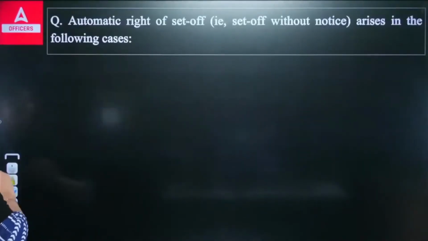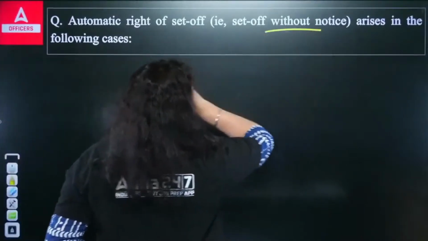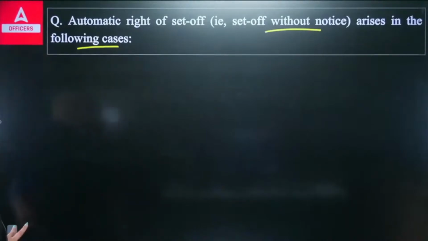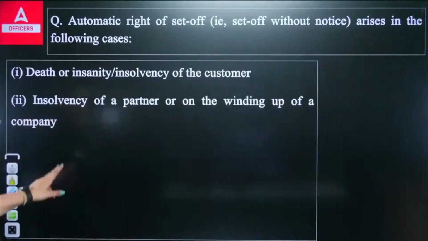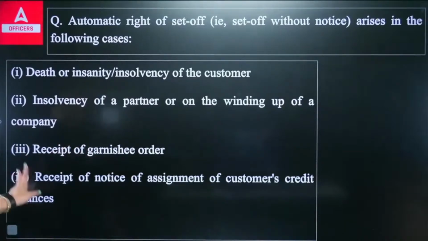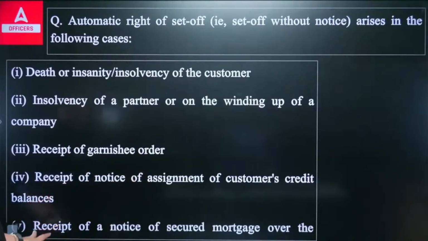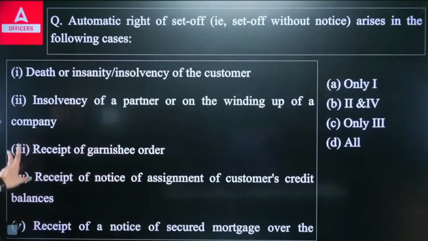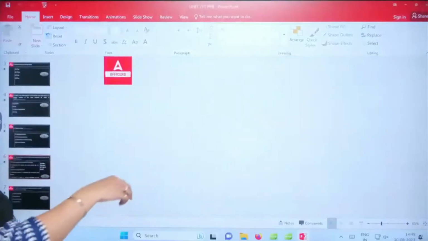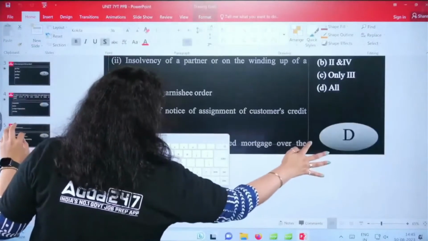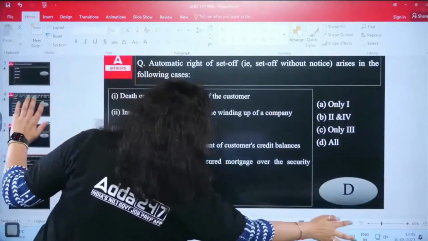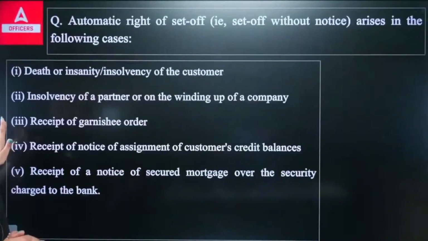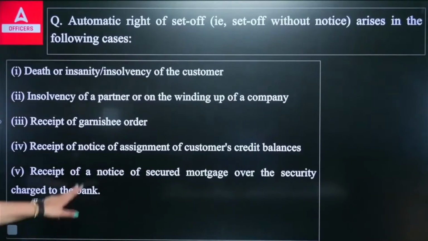Now the next question is talking about automatic right of set off without notice arises in the following cases. Okay, what are these following cases? Death or insanity, insolvency of the customer, insolvency of a partner or the winding up of a company, receipts of a garnish order, receipts of notice of assignment of customers' credit balances, and then receipts of a notice of secured mortgage over the security charged to the banks, and we have these options.